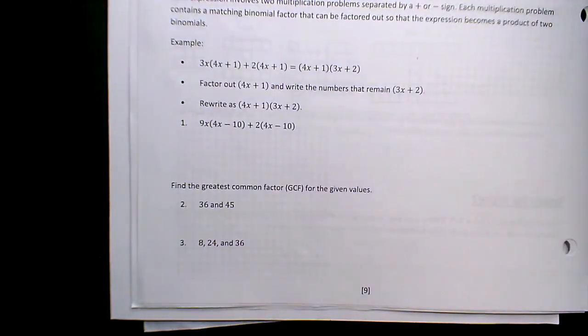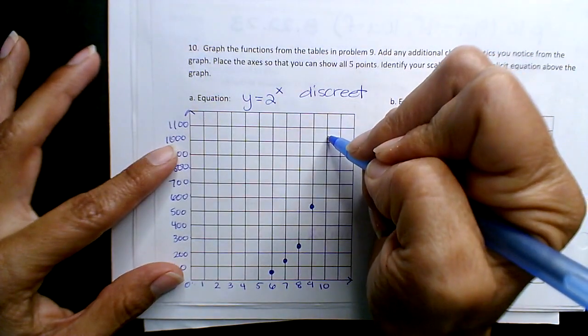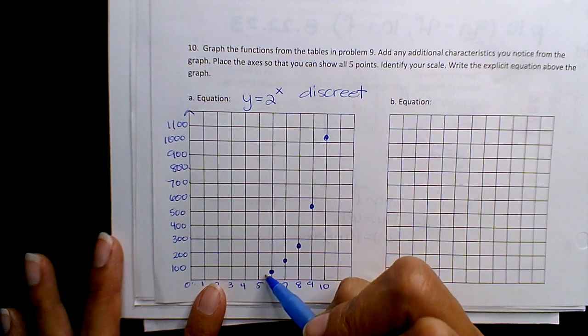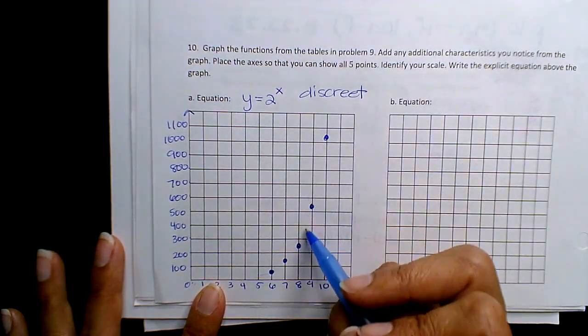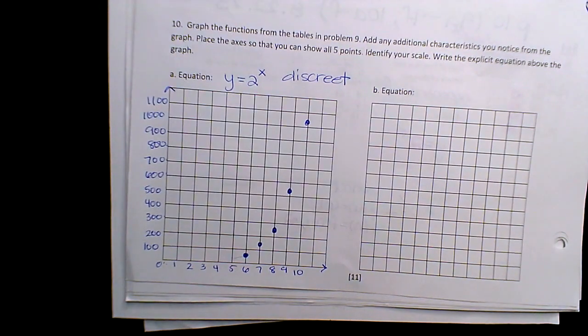And 2 to the 10, 1,024. And so it does follow the y equals 2 to the x. It would be like if I was to connect, it follows along, it's a curve. And so that's it. That's your perfect graph.